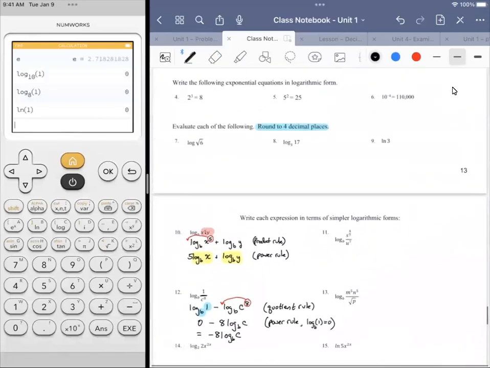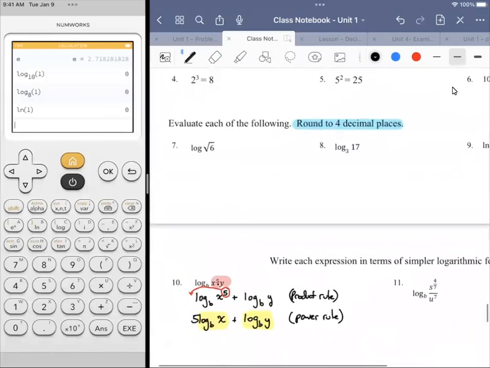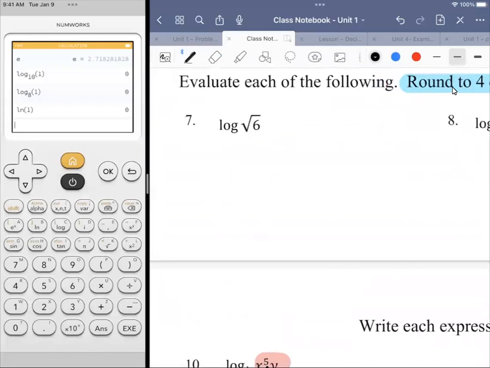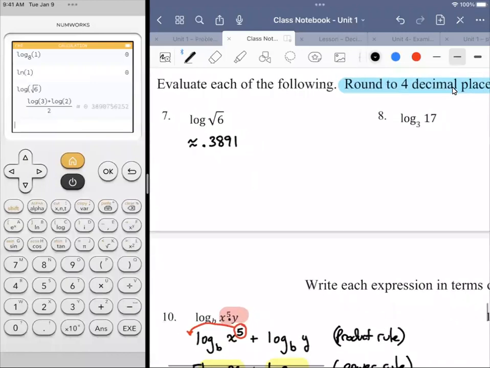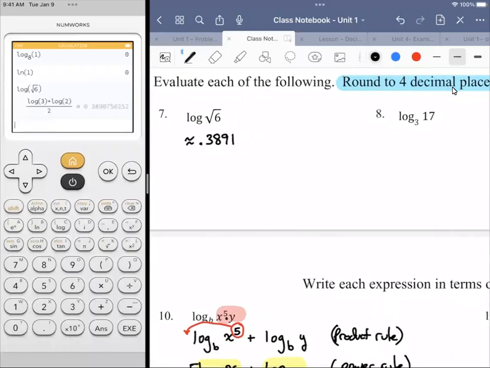All right. So yeah, if you see round to anything, it's just telling you to put it in the calculator. The only difference is what kind of base you're working with. The first one, so I'll actually just do number 7 while I'm here. Put in a radical 6. To 4 decimal places, that's going to be approximately 3891. It gives you an alternate form, log of 3 plus log of 2 divided by 2. That's nice to know, but if we're asked to round it, we want the decimal, so it doesn't really behoove us to put any other form before we do that.